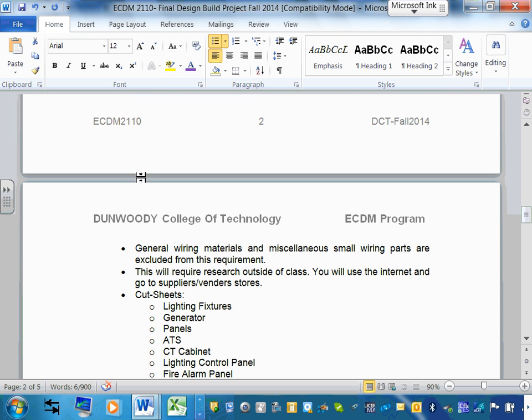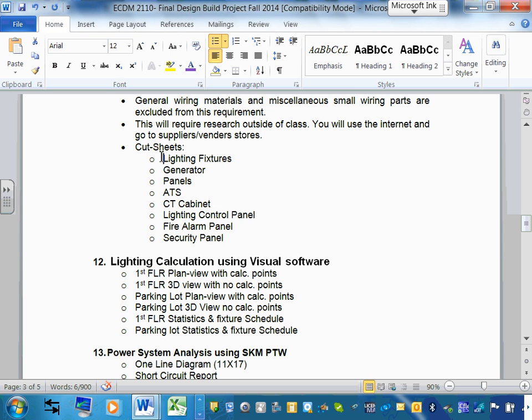Cut sheets. Here's all the cut sheets that I would like you guys to do for the commercial project. I want to remind you, Tony, that there are two sets of cut sheets, one for the residential, 24 of them, and one for the commercial, close to what, 9 or something like this. They're two different projects, different cut sheets.